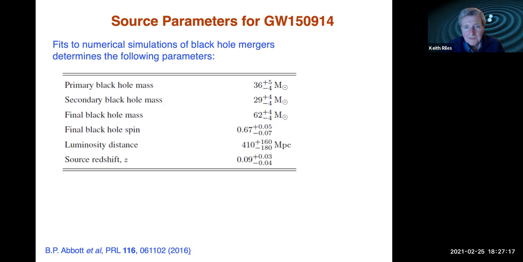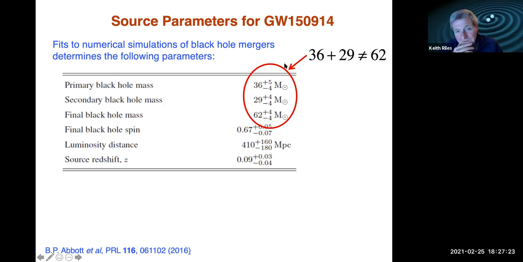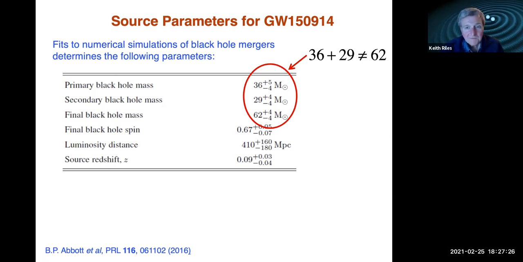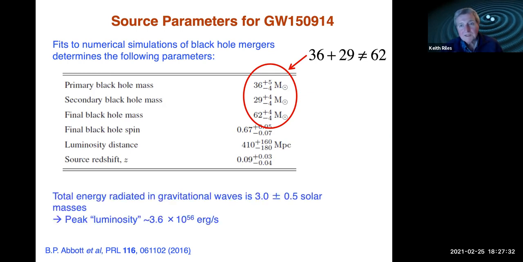Now, you might be bothered by these three numbers because 36 plus 29 is not equal to 62. And the reason for that discrepancy, and it's really just a calculated discrepancy based on what we understand from general relativity, is that the system lost about 3 solar masses of energy within a couple of tenths of a second, implying that there was an enormous amount of invisible luminosity in gravitational waves at the level of almost 4 times 10 to the 56 ergs per second, which means it was shining more brightly in gravitational waves at that moment than the entire rest of the universe was in ordinary electromagnetic radiation.